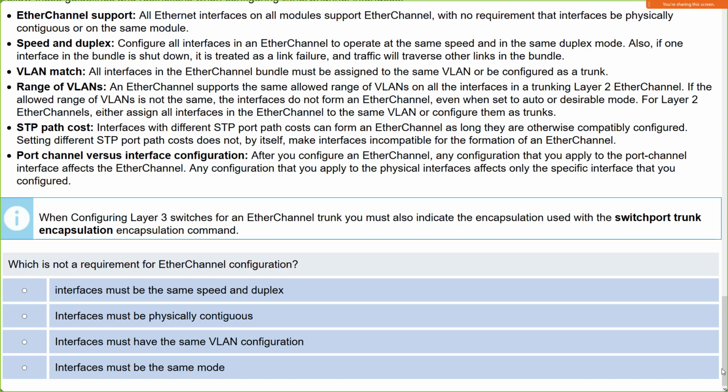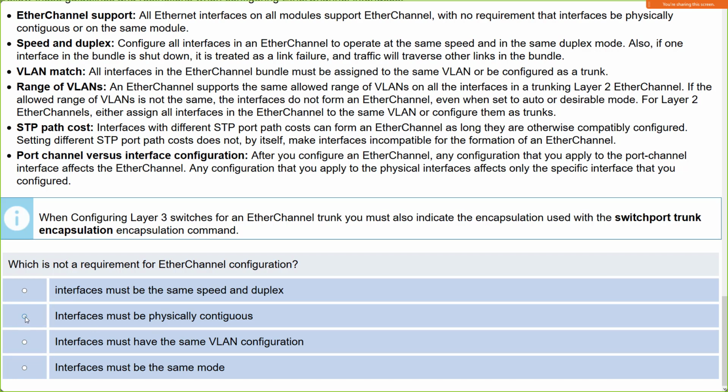What is not a requirement for Etherchannel configurations? Interfaces must be the same speed and duplex. Interfaces must be physically contiguous. Interfaces must have the same VLAN configuration, or interfaces must be in the same mode. So B would be the choice here, right? They don't have to be contiguous.